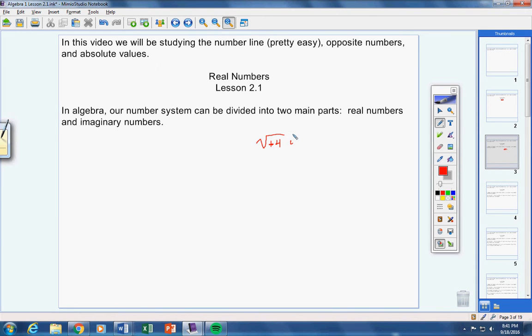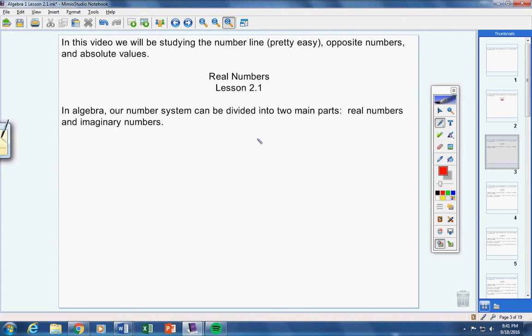We put an i right here, and the square root of 4 is 2. So the square root of negative 4 equals 2i. This is called an imaginary number. We're not going to worry about that now. We will get into that before the school year is over. But I'm just simply saying, our number system can be divided up into real numbers and imaginary numbers.